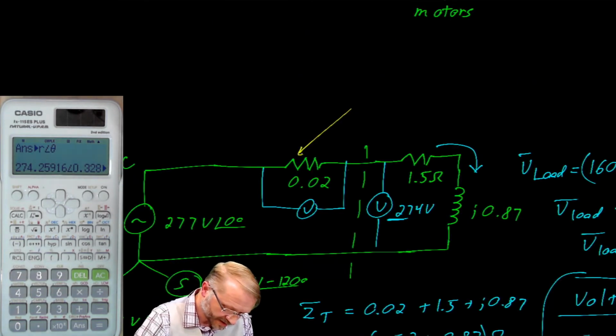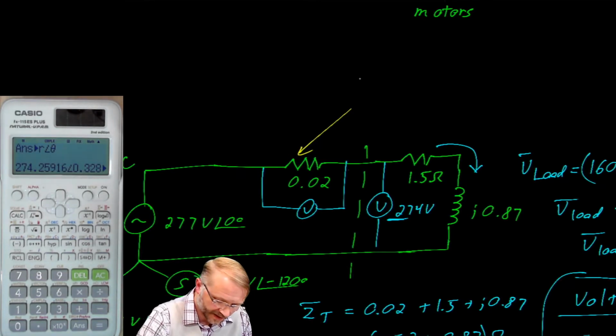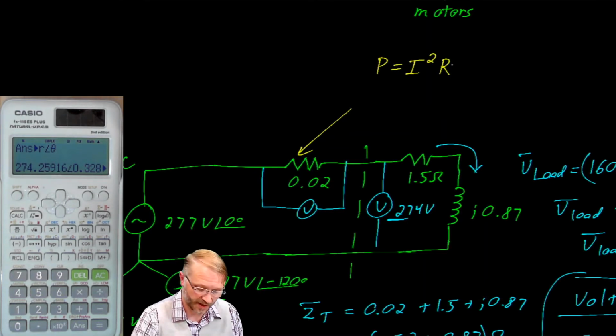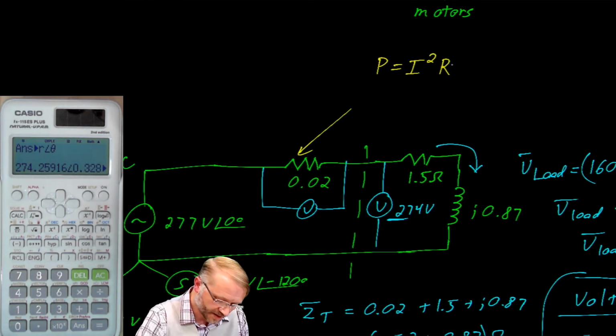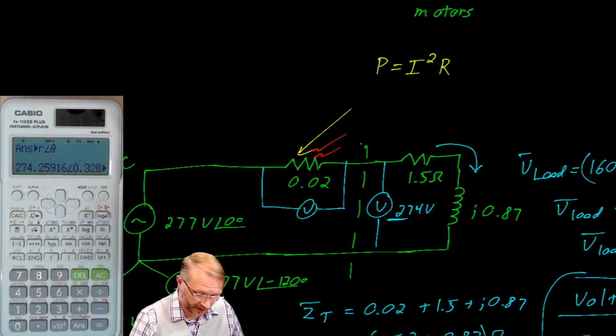We should focus in on this wire a little bit more. And the term I'd like to introduce you to is I squared R loss. So power is equal to the current squared times the resistance. And this equation allows us to figure out how much heat is given off in the wire. That may sound like a silly statement, but wires do indeed get hot.